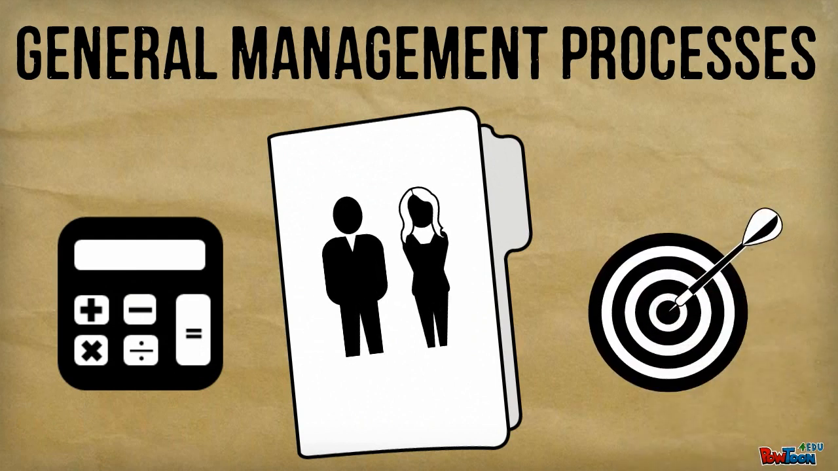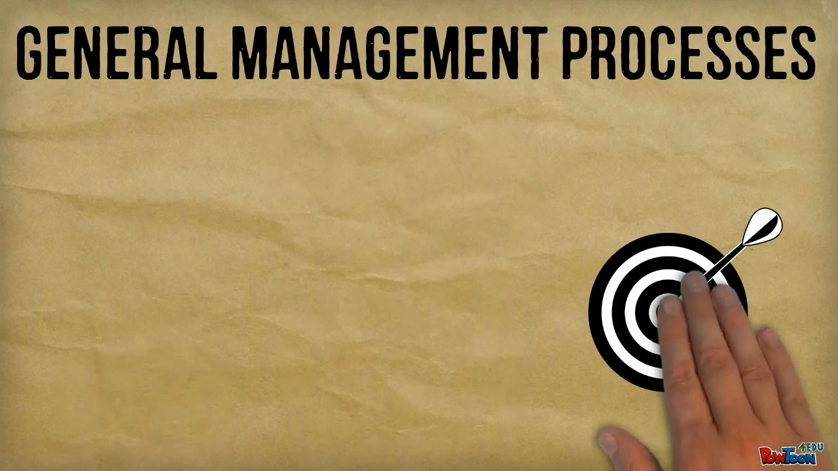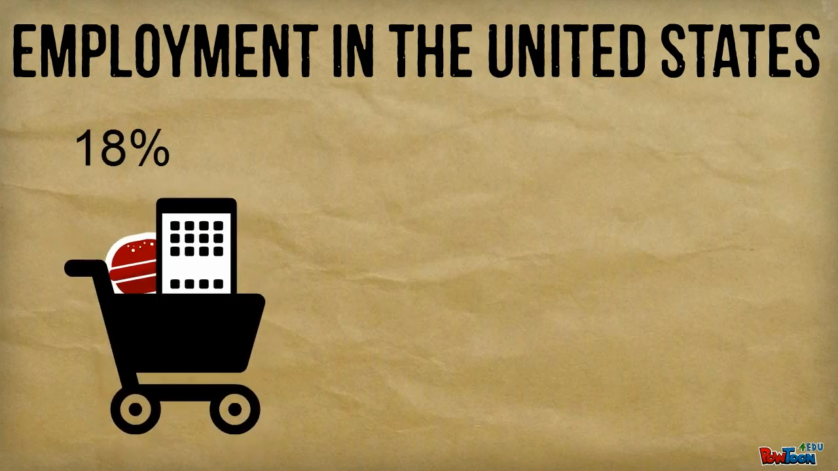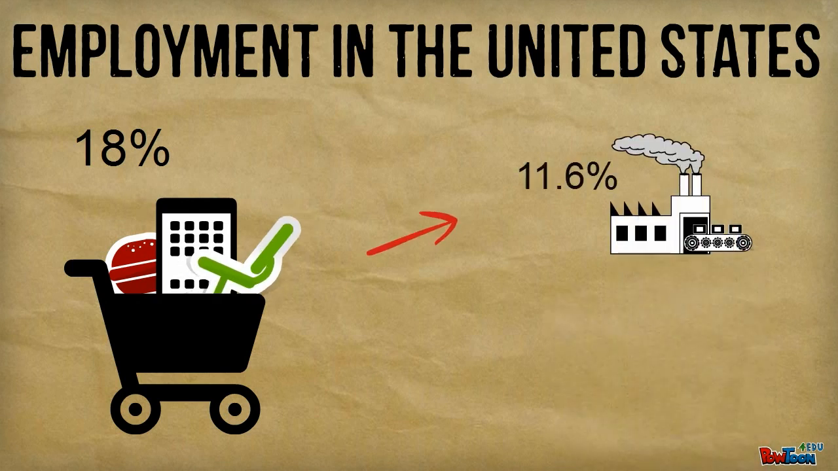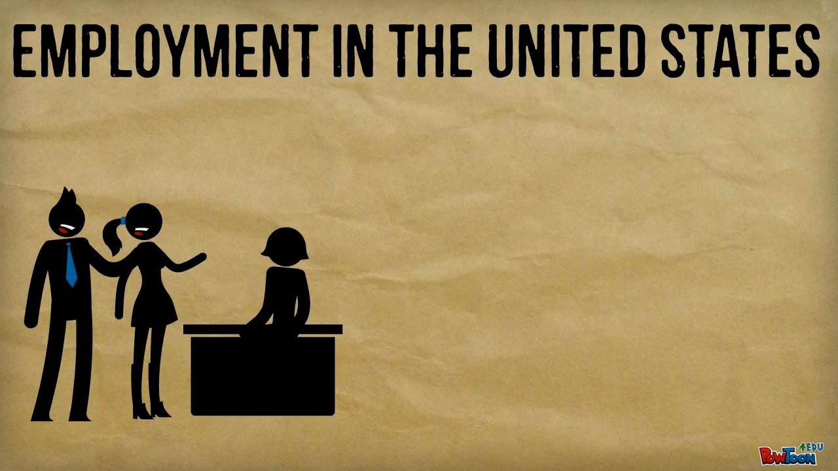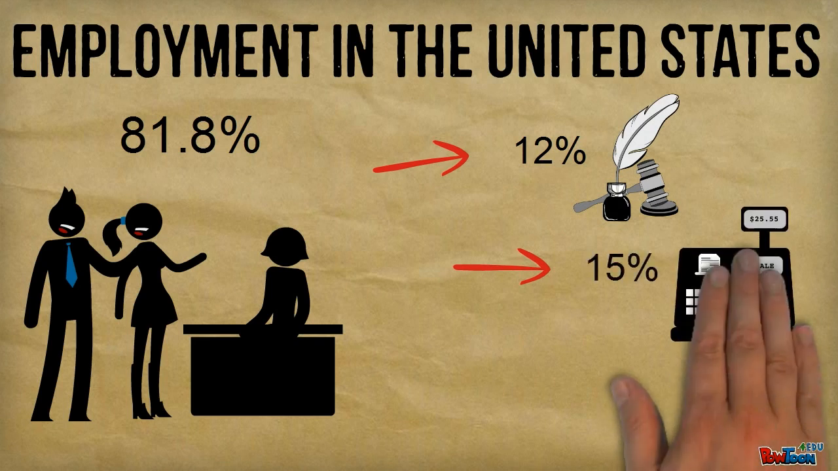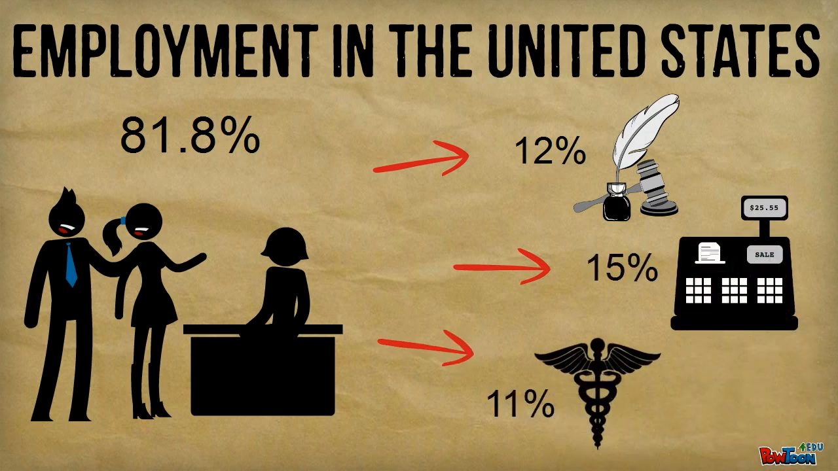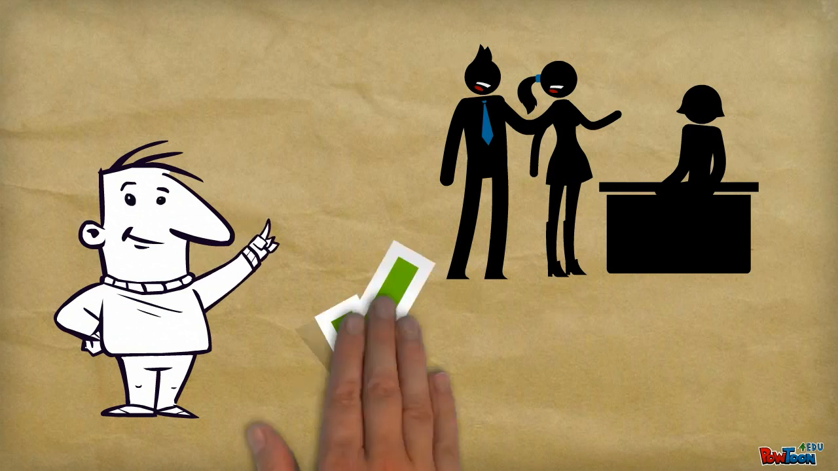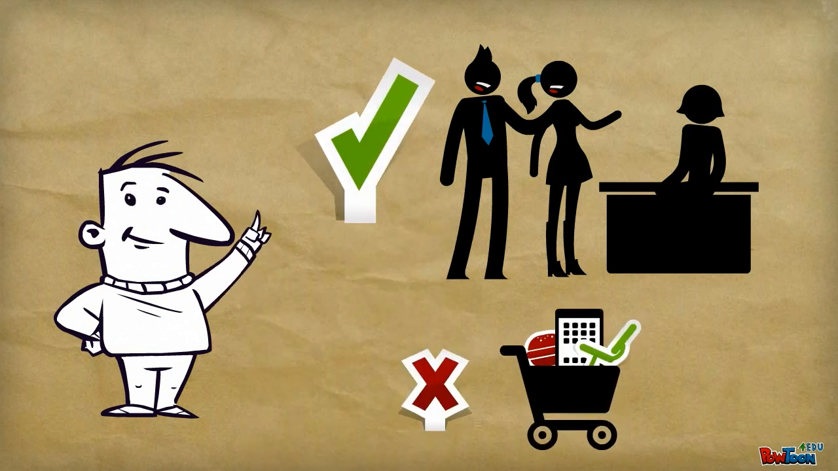As a final note to the chapter, I wanted to give you some insight into employment currently in the United States. We've got about 18% of the population employed in the goods-producing sector. Now, manufacturing totals about 11.6% of those, construction about 4%. In the service-providing sector, you're talking about 81.8% of the employment in the United States. Government service amounts to 12%, retail services 15%, and health services 11%. Now, this class is going to focus more on the service-providing sector than the goods-providing sector, simply because so much more of the population of the United States is employed in the service-providing sector.